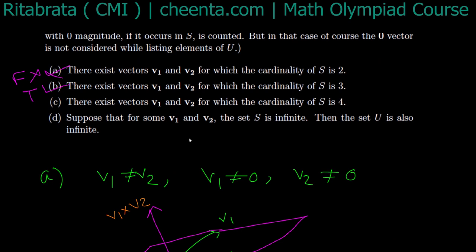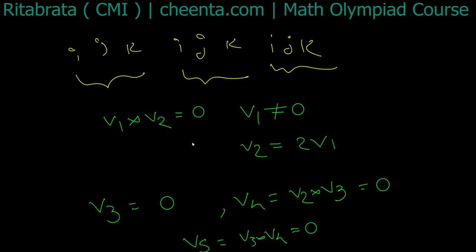Now for part C, you have to check whether there are vectors v1 and v2 such that the cardinality of S is exactly 4. For the previous parts, we used i cap and j cap. Now just use a bit different thing, but a similar idea. We take v1 to be i plus j and now take v2 to be j.